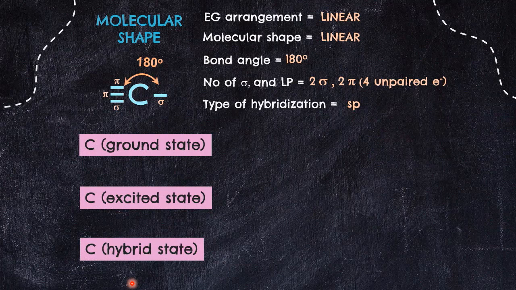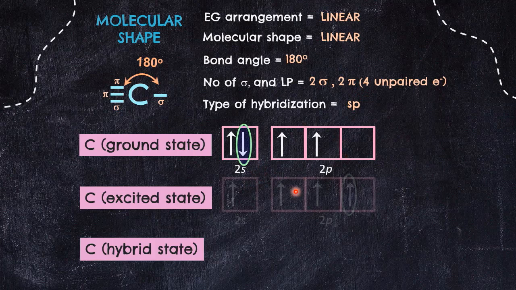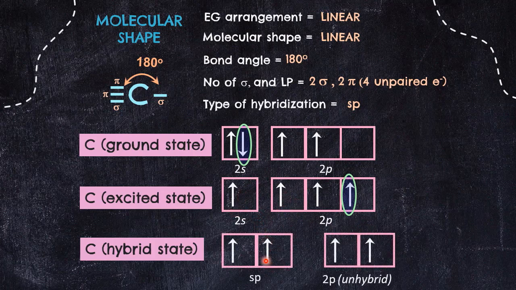Carbon with valence electronic configuration of 2s2, 2p2 contains 1 lone pair and 2 single electrons in its ground state orbital diagram. So from the information we have gathered just now, this carbon requires 4 single electrons to form 2 sigma and 2 pi. So one of the lone pair electrons in this 2s orbital will be excited to a higher energy level of 2p orbital like this. Lastly, these 2 single electrons will occupy this sp hybrid, while the other 2 single electrons occupy the unhybridized orbital.